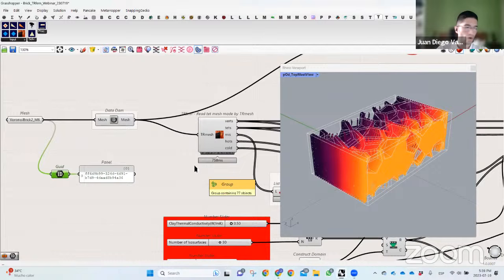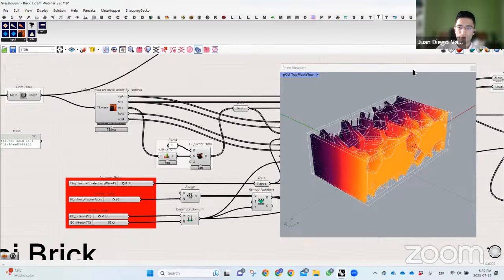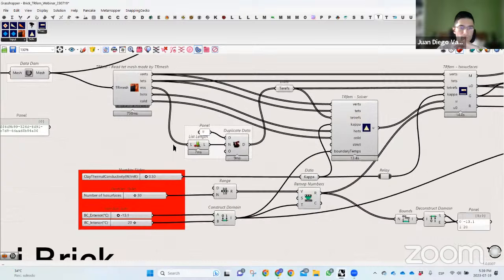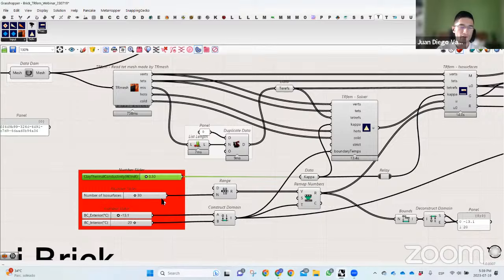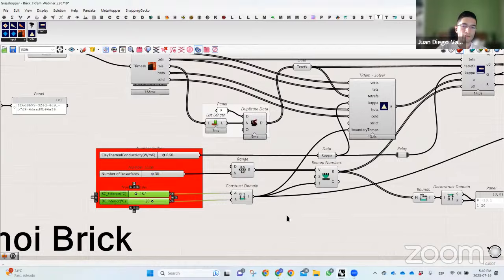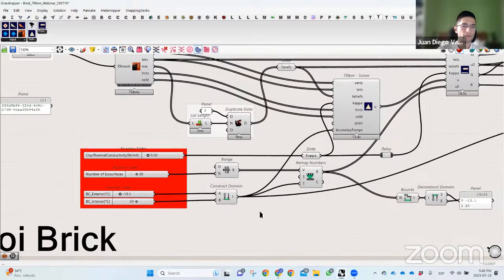So now I'm gonna move this aside for a little bit. These are the main parameters you can set. You can set here your thermal conductivity, which is given in watts over meter Kelvin. In this case, I just provided an average thermal conductivity for clay components. Here you can also define the number of isosurfaces that TRfem is gonna show. And you define as well your boundary conditions. So the outdoor temperature and the indoor temperature, which in this case, it's minus 13.1 and 20 inside.